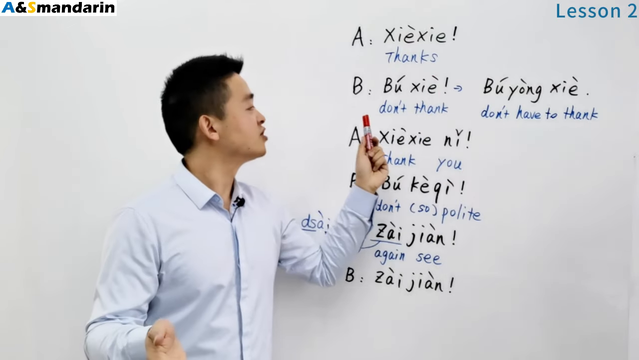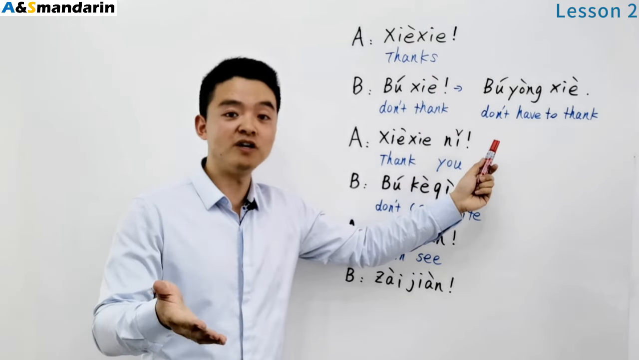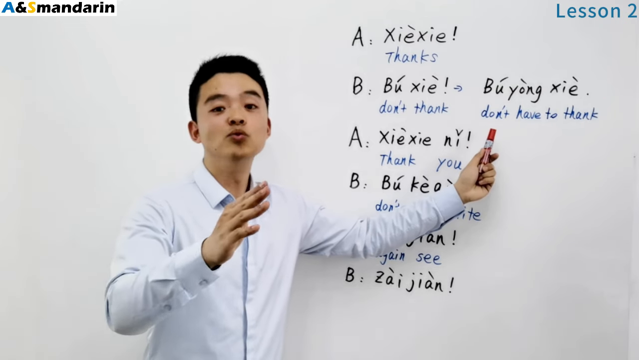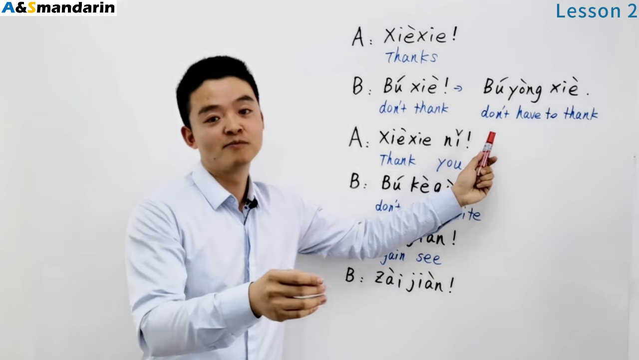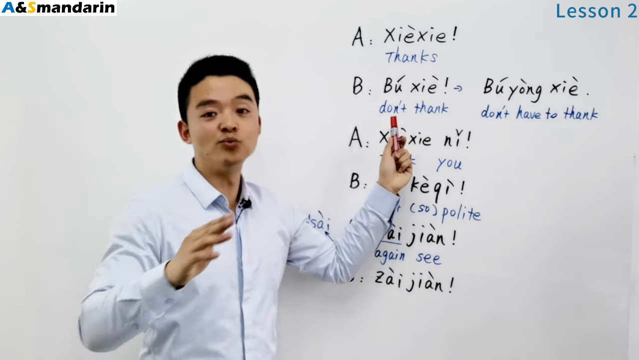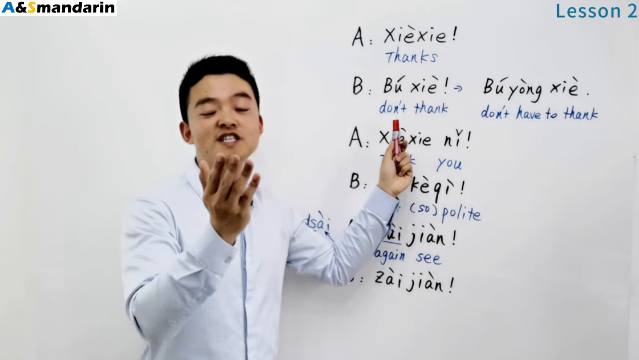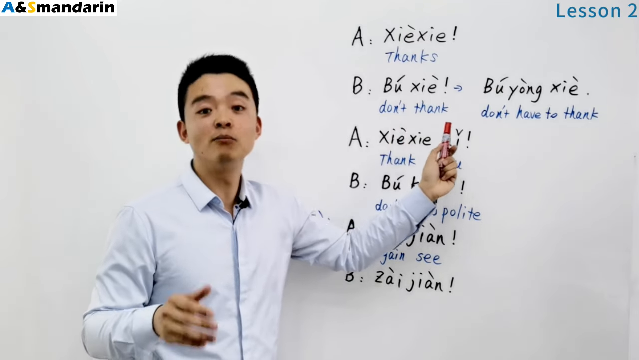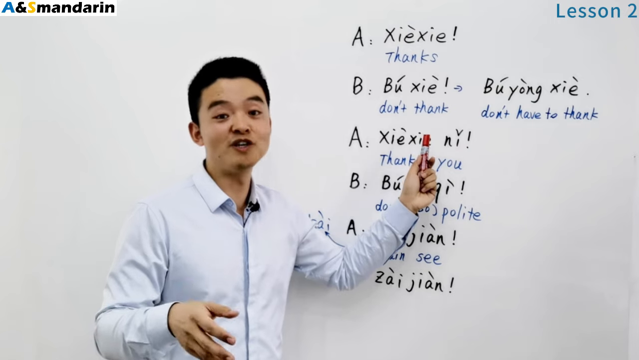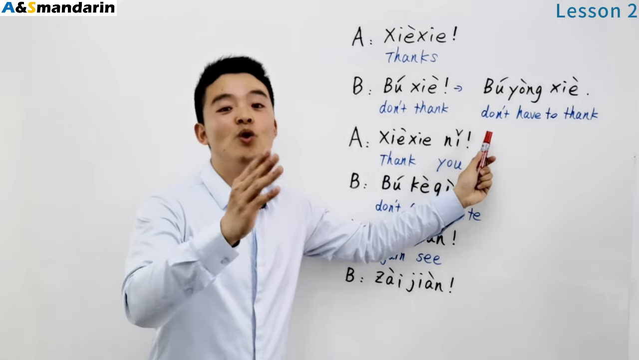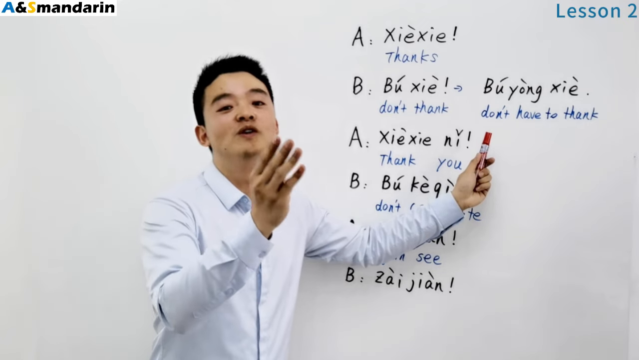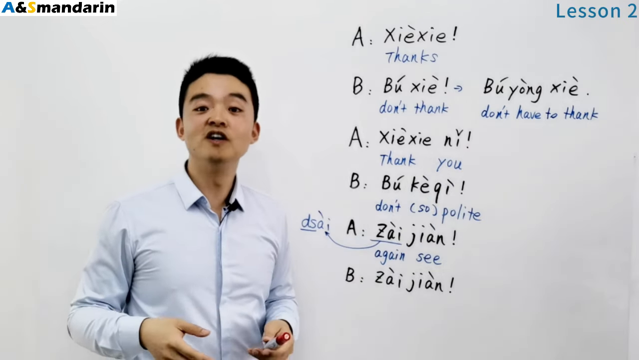But this is the shortened way. At the very beginning, I recommend you to speak in the full phrase. 不用谢. But you may hear 不谢. So for listening, you need to understand both. But for speaking, I recommend you to speak in this way. 不用谢. Let's move on to text 2.